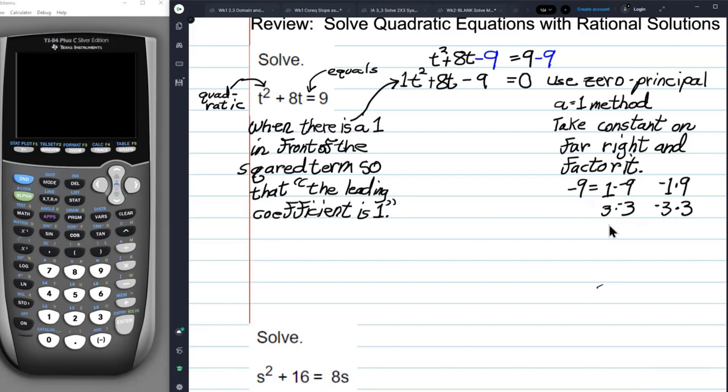What I have to do now, we could consider this our first step, when the leading coefficient is 1. Now I need to find what's called the factor pairs. Each of these is two numbers, therefore it's a pair. The factor pairs are numbers that when you multiply them, you get back negative 9. So 1 times negative 9 is negative 9. 3 times negative 3 is negative 9. Negative 1 times positive 9 is negative 9. Negative 3 times positive 3 is negative 9. These are all factors of negative 9.